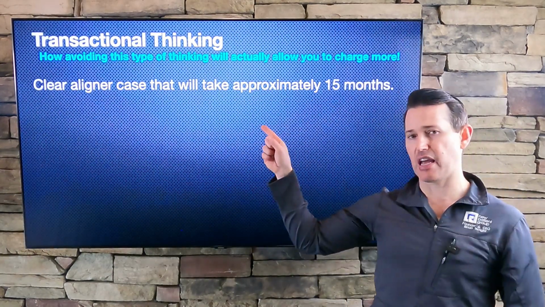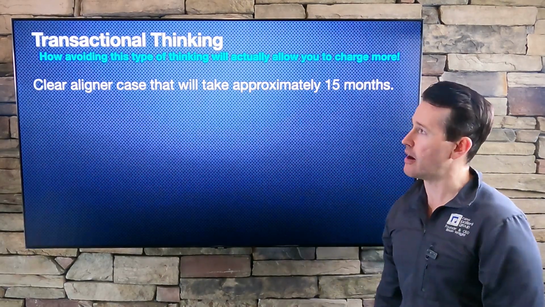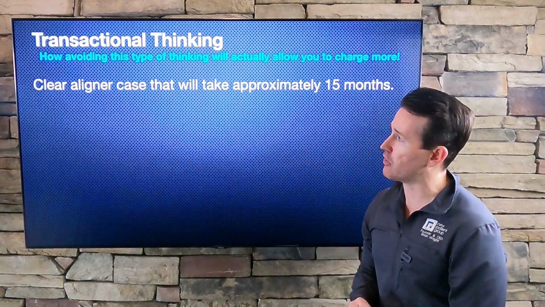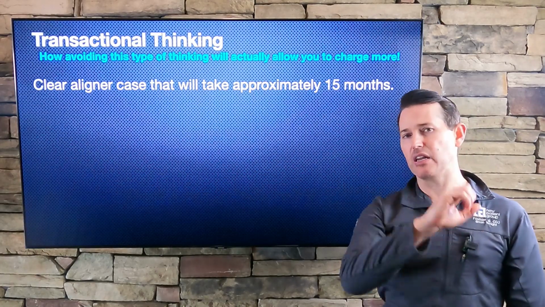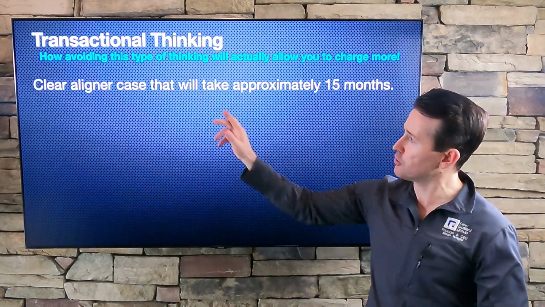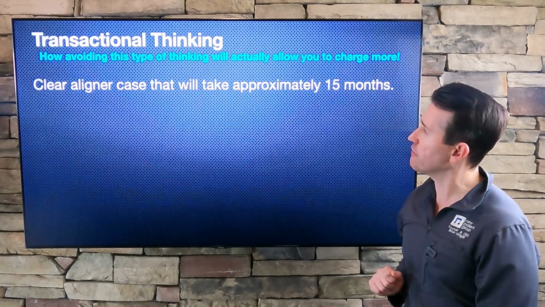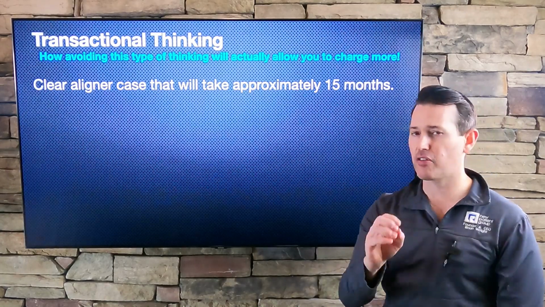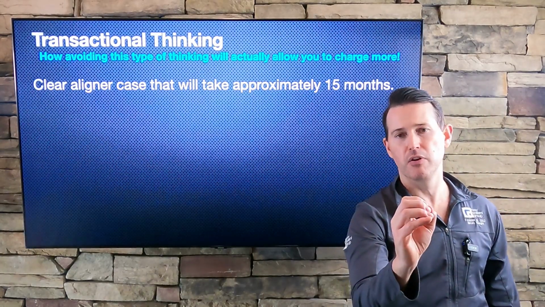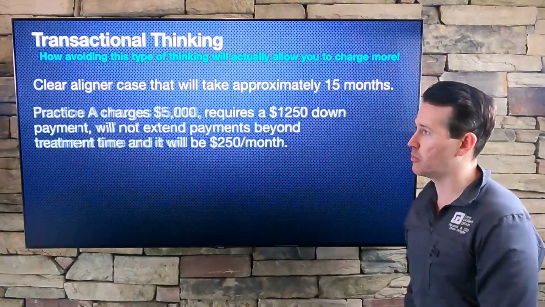I want to give you an example here. We're getting close to wrapping everything up. Look at this, clear aligner case example. Okay, you can plug in any example you want. Let's just use that. Clear aligner case, it's going to take approximately 15 months. And this is how you can be more expensive by being more flexible.